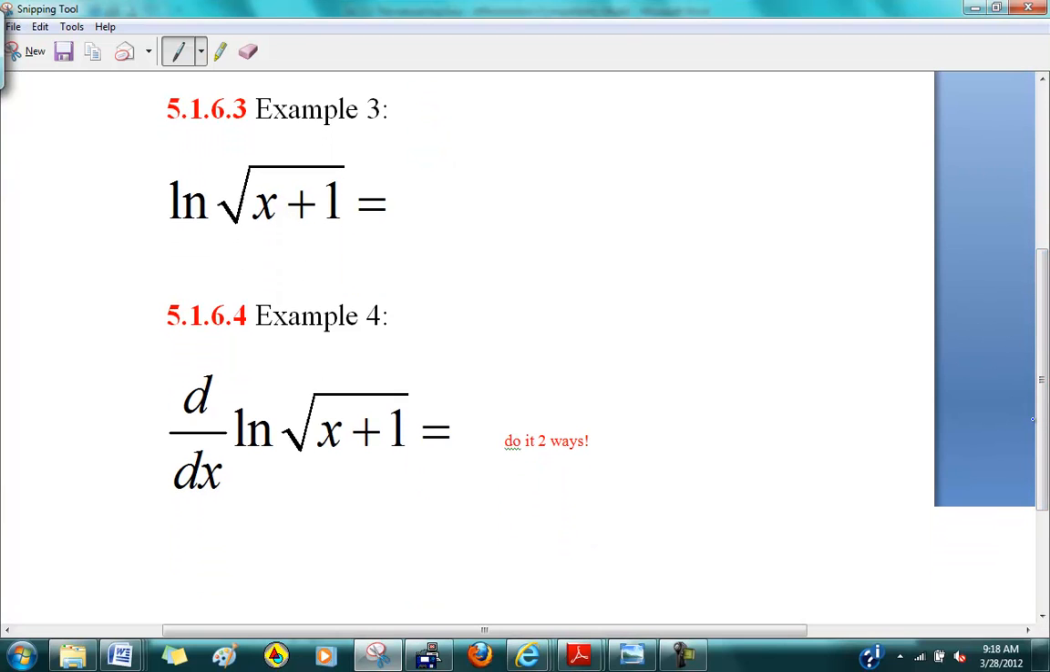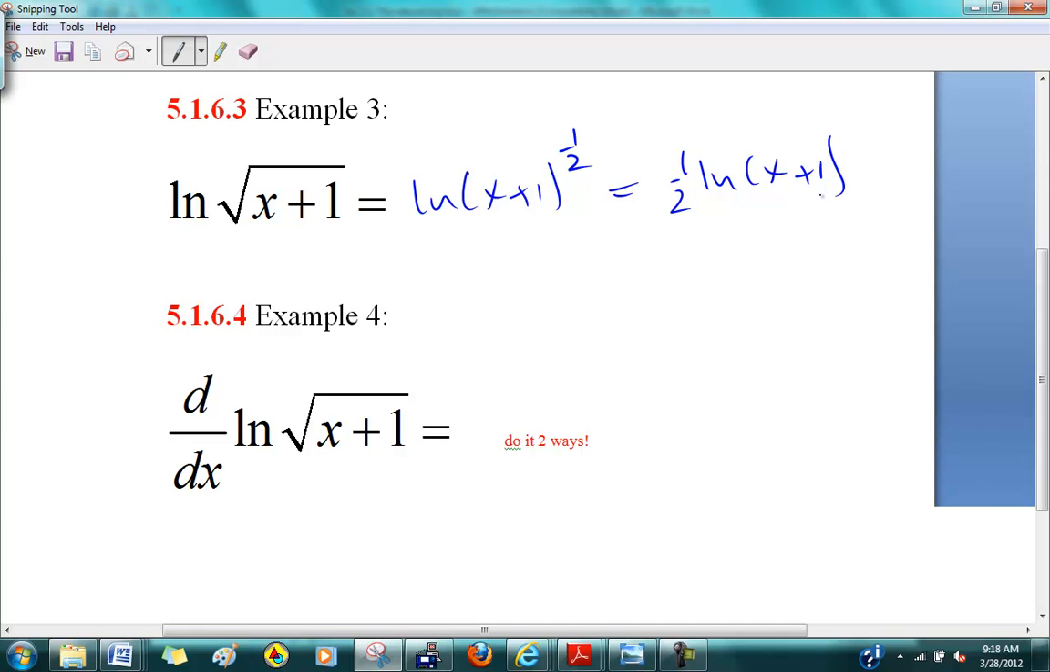Okay, ln root x plus 1. Use properties of logs to simplify that first. So that'll be just rewriting this, but you need to take another step beyond that. What happens to the half? Okay, it comes to the front.